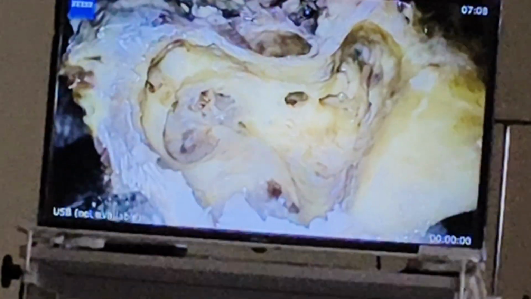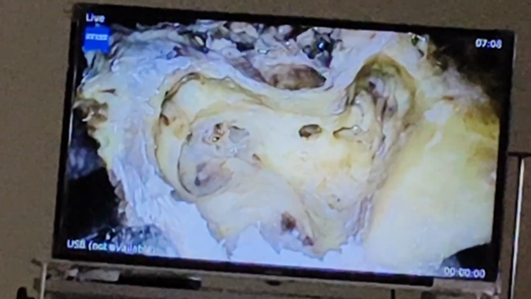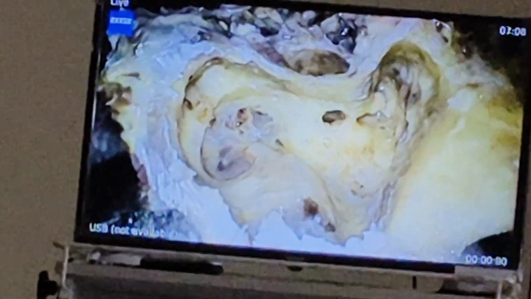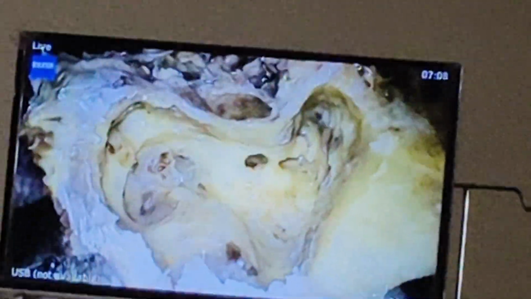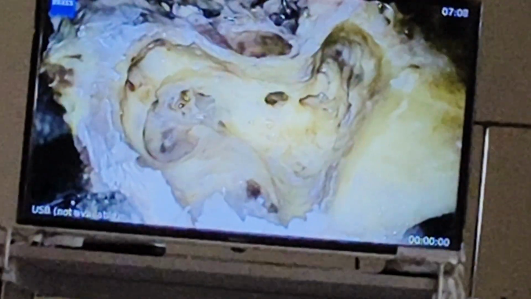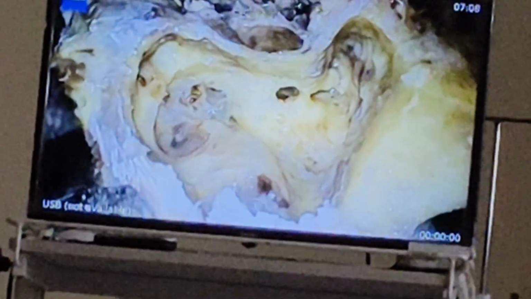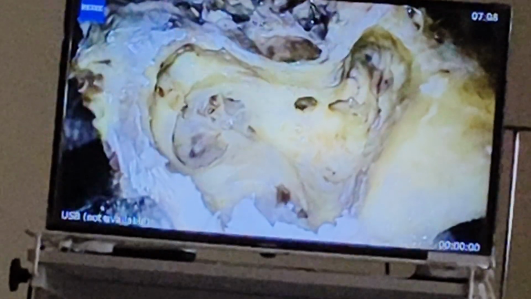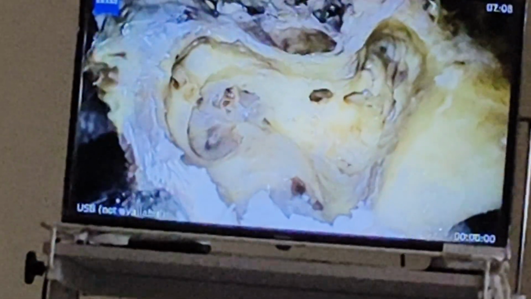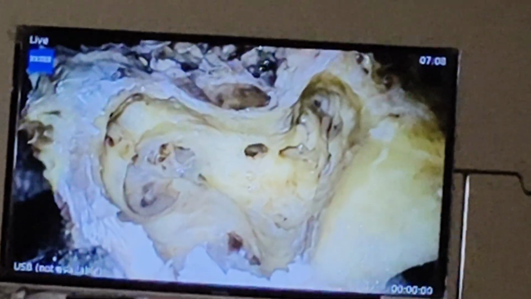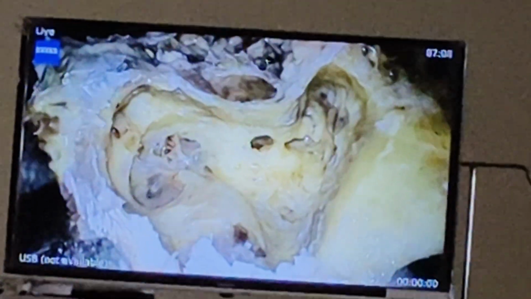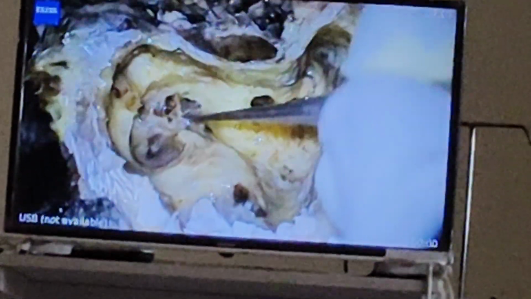So now you tell me, madam, what are the boundaries of the facial recess? Very good. Superiorly? Very good. Fossa incudis.